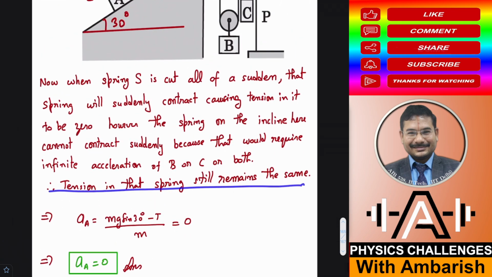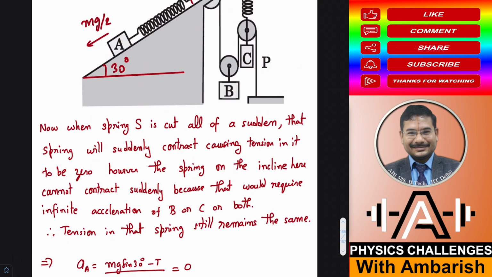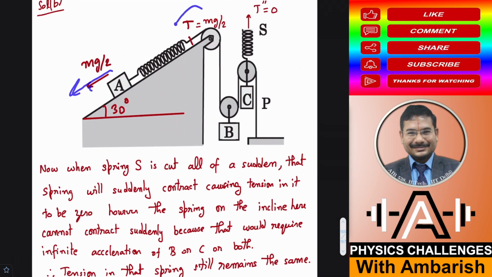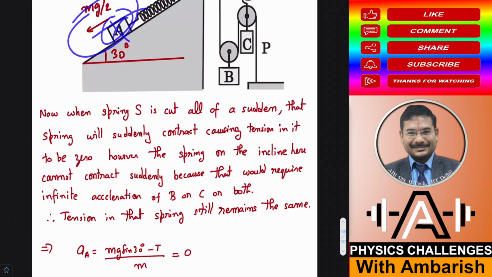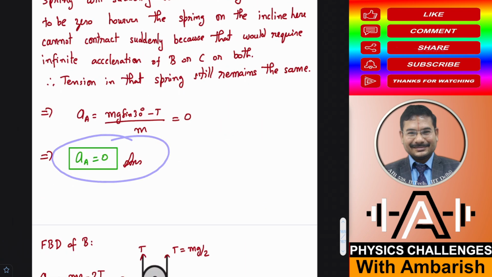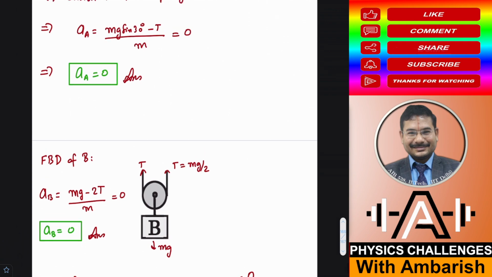So what's the acceleration of A? Then it's simple. So on A, there is mg by 2, and this tension was also mg by 2 as we showed in the initial part. So mg by 2 cancel off, and the acceleration of A comes out to be 0. Okay. Now what about B? So B has got this tension mg by 2 acting above and mg acting downward. So acceleration of B will also be 0. Okay, because tension is retained in the spring.